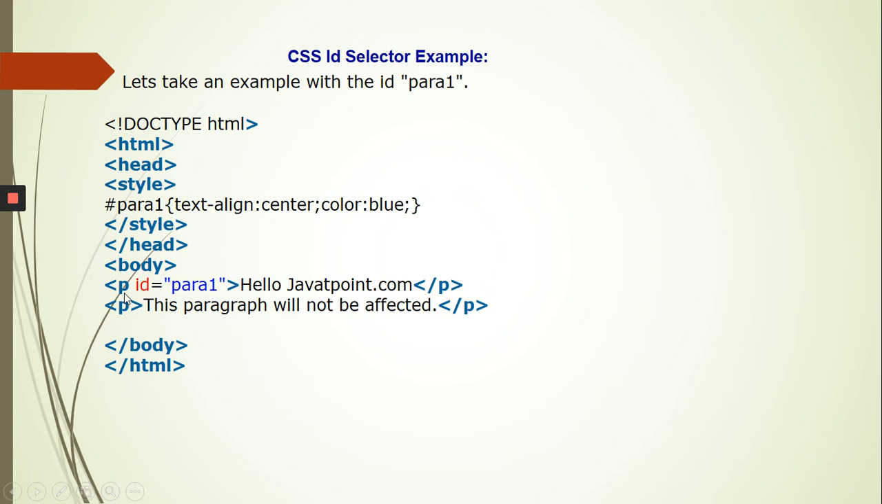Applying ID to one of the paragraphs. Okay, now the second paragraph does not have the ID attribute, and in the style I have called only this first one. So what will happen? Only the first paragraph will get the effect. Let us observe the output. See, hello Java point. The first paragraph got this effect. The second paragraph will not get the effect.